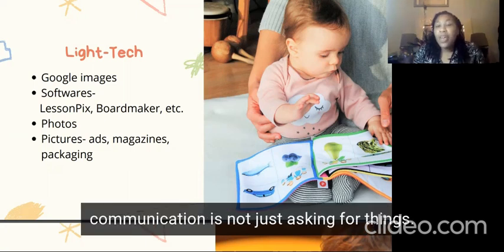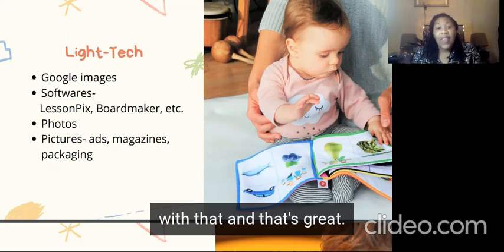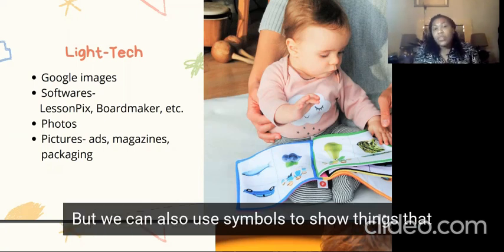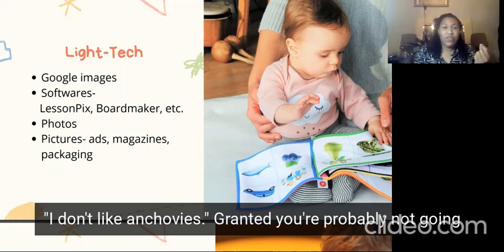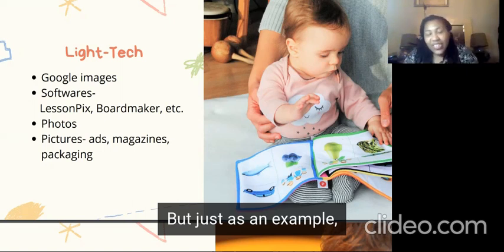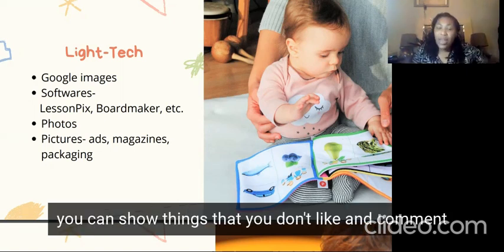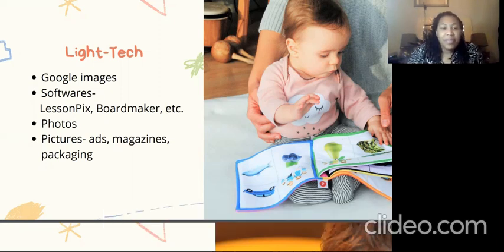And remember, communication is not just asking for things we want. A lot of times we do start off with that, and that's great. But we can also use symbols to show things that we don't want, like, oh, I don't like anchovies. Granted, you're probably not going to be talking about that with your kid, but just as an example, you can show things that you don't like and comment on things about different preferences.